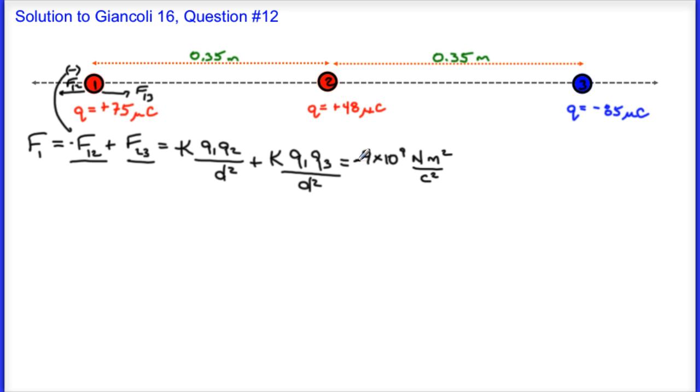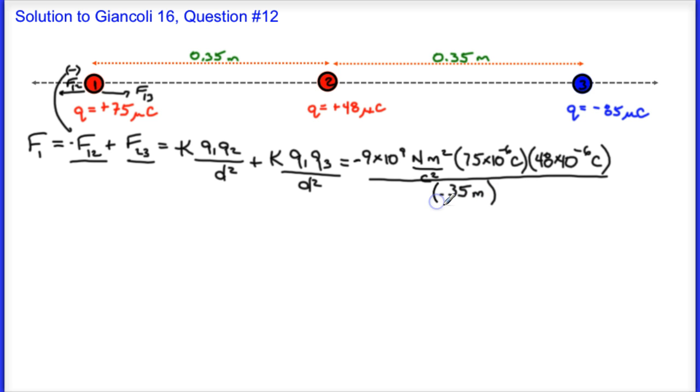Q1 is 75 microcoulombs, so that's going to be 75 times 10 to the minus 6 coulombs in scientific notation. And then I've got to multiply that by 48 microcoulombs, or 48 times 10 to the minus 6 coulombs. And then divide all of that by the distance squared, which is going to be 0.35 meters. And I've got to remember to square it. Now, I'm not done with the expression. I have to add to that the force interactions to the right, which is F13.